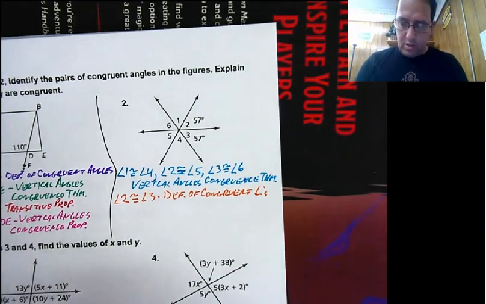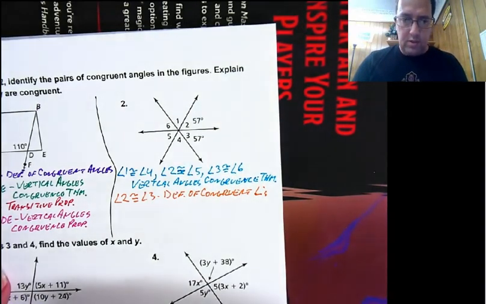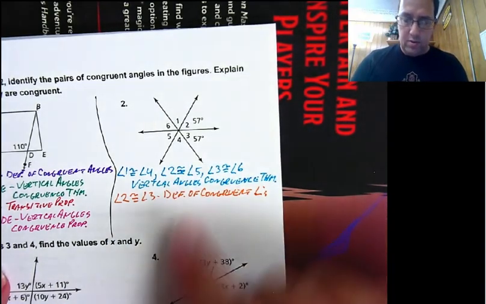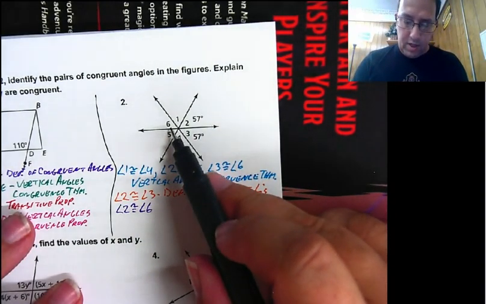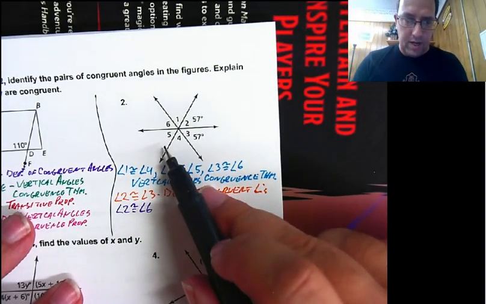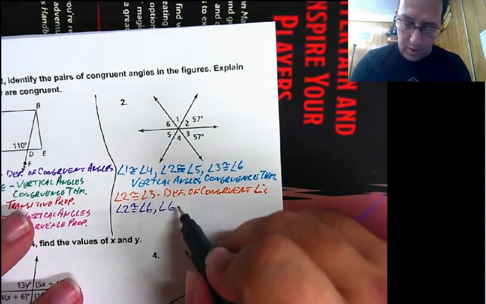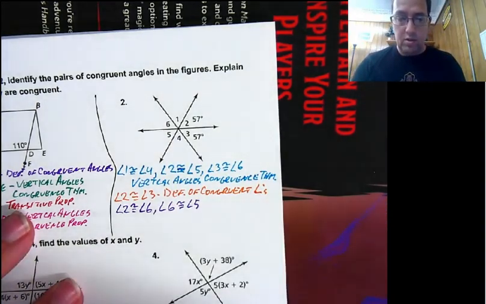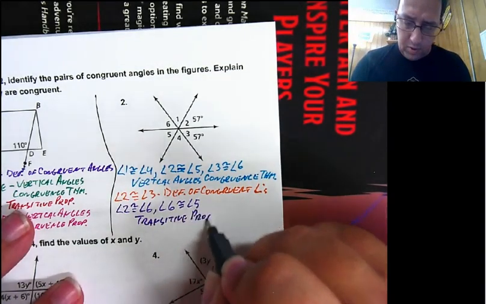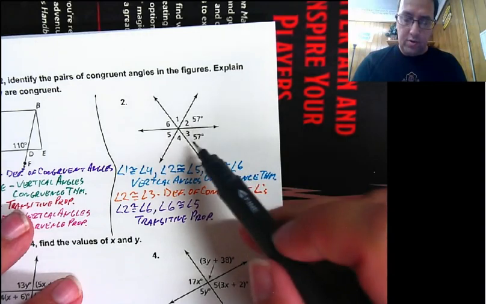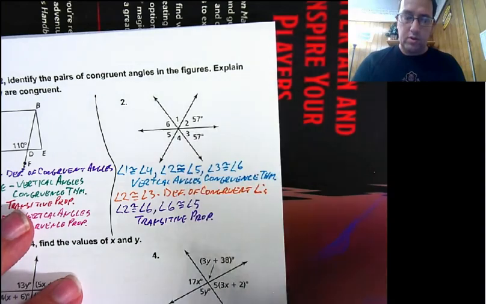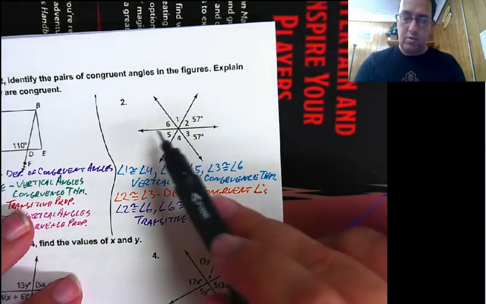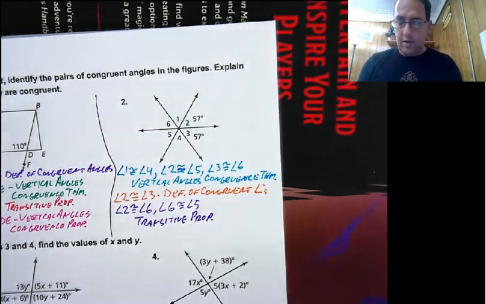So what else? Let's see. Can we do anything else? Yes, we can. Angle 3 is congruent to angle 6. Angle 3 is congruent to angle 2. Therefore, angle 2 is congruent to angle 6. And if angle 2 is congruent to angle 6, and angle 2 is congruent to angle 5, then angle 6 is congruent to angle 5. And both of those are due to the transitive property. Now notice, we have 2, 3, 6, and 5 all congruent to each other, but 1 and 4 aren't congruent to those. 1 and 4 are just congruent to each other, because they're vertical angles, but they don't go to the other ones. So they get left out.